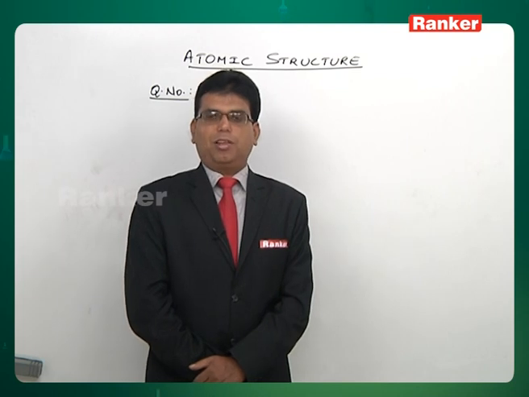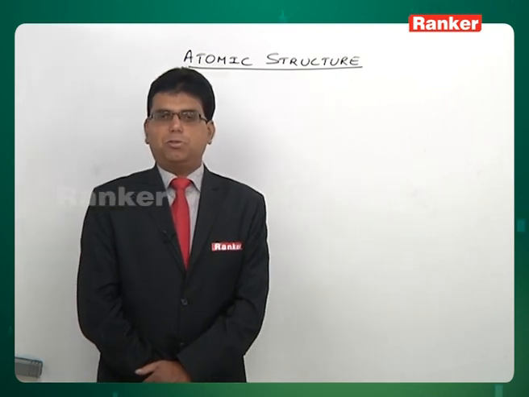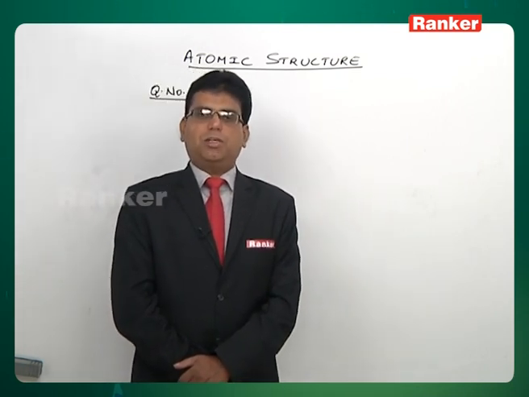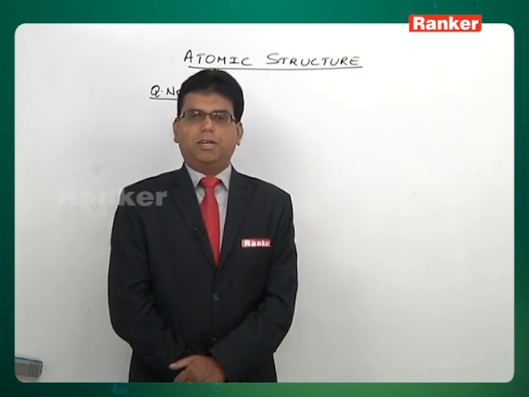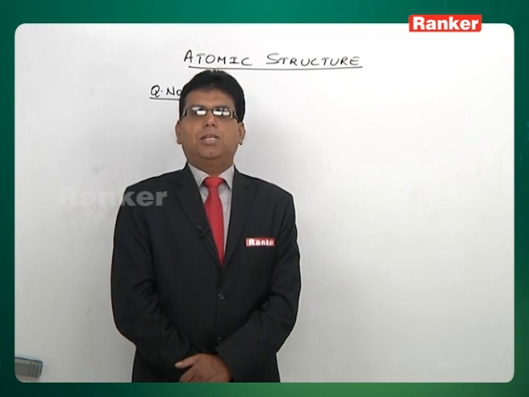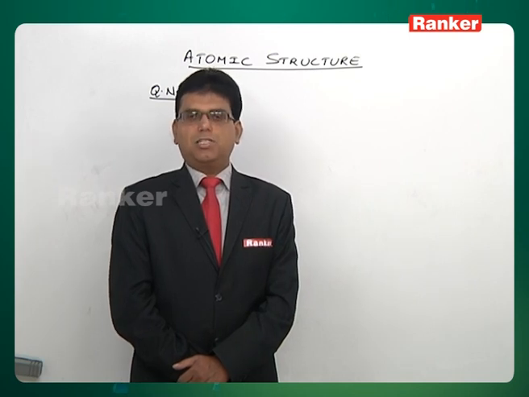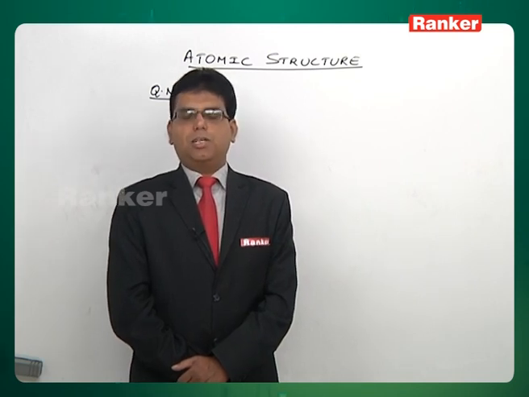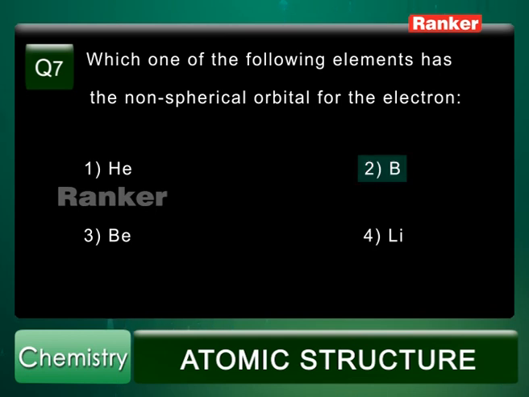Lithium, atomic number 3, has the configuration 1s2, 2s1. That is also in the s orbital, which is spherically symmetrical. But boron, that is 1s2, 2s2, 2p1 with atomic number 5, has its valence electron in the dumbbell shaped p orbital, not a spherical one. So the correct answer is option 2.